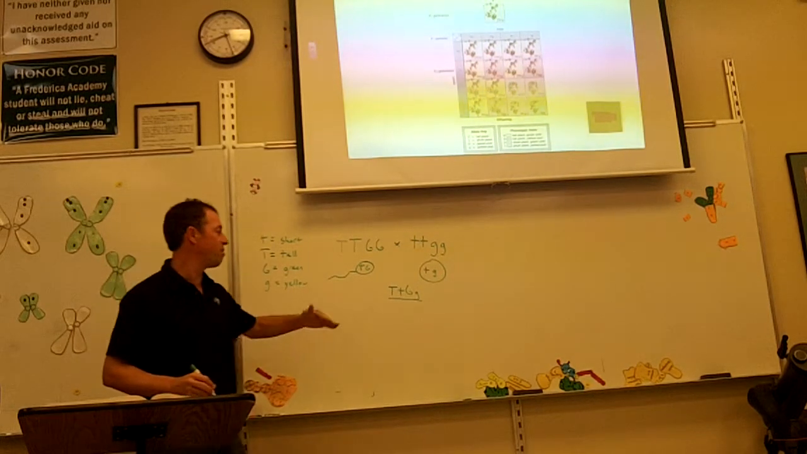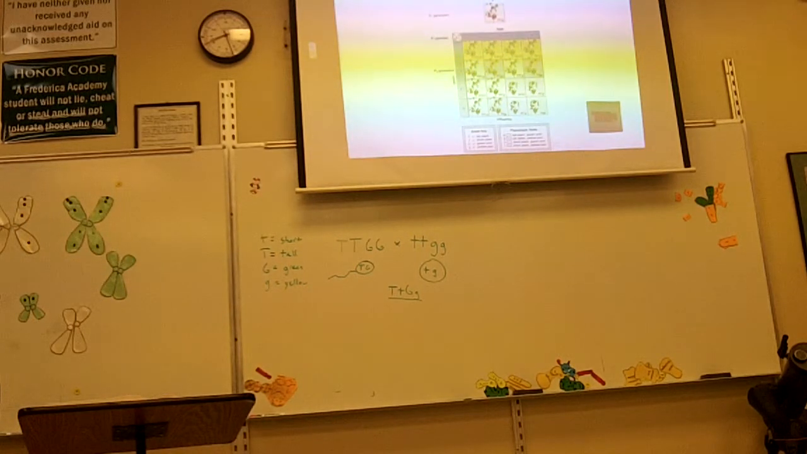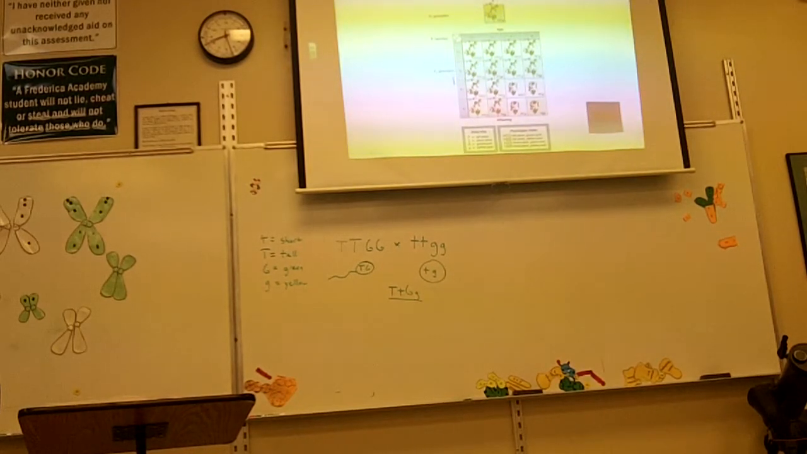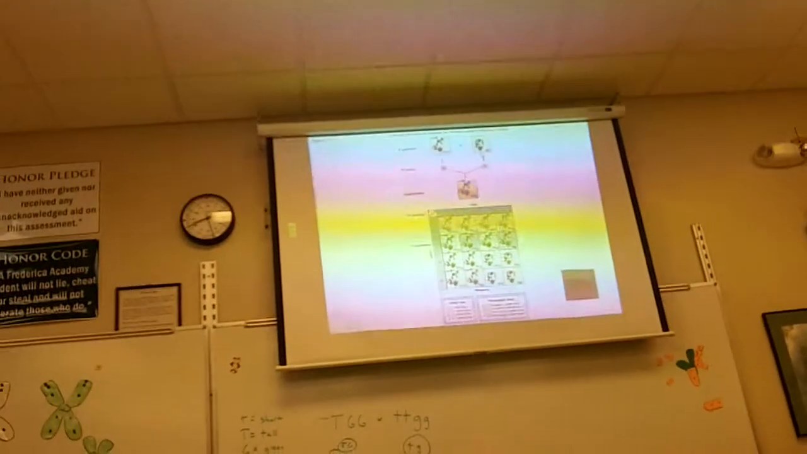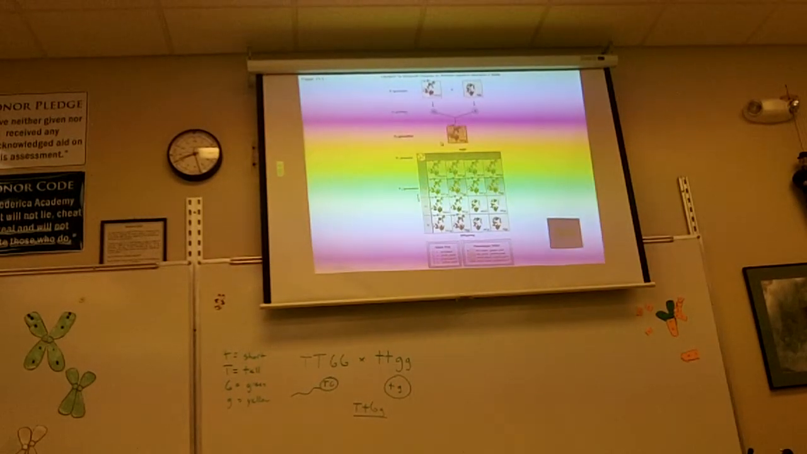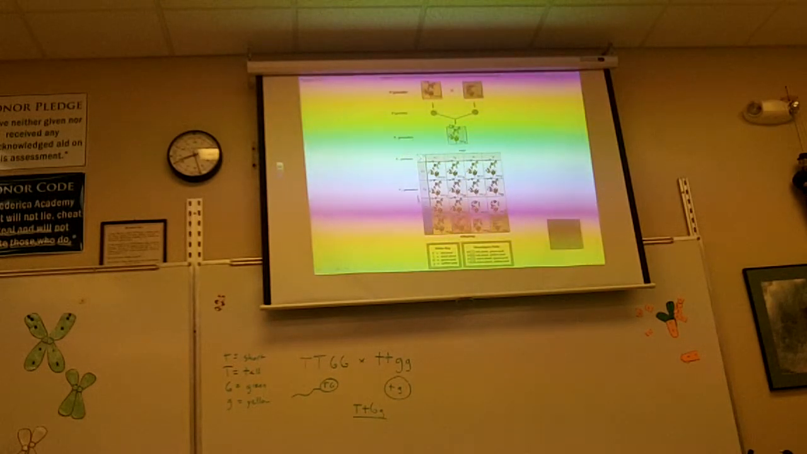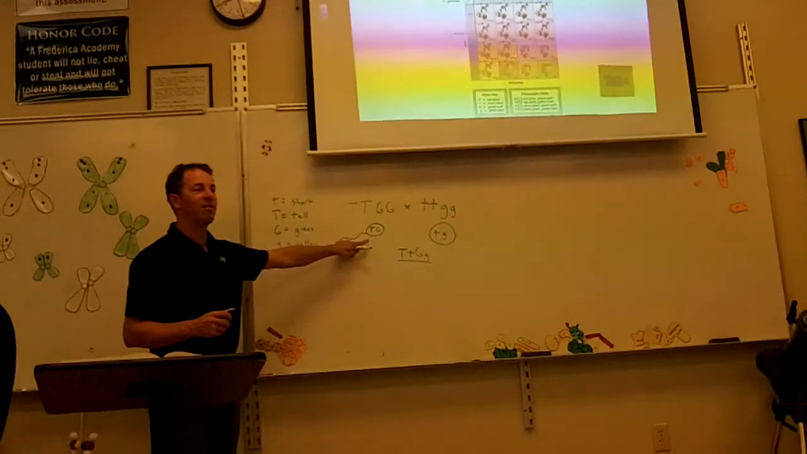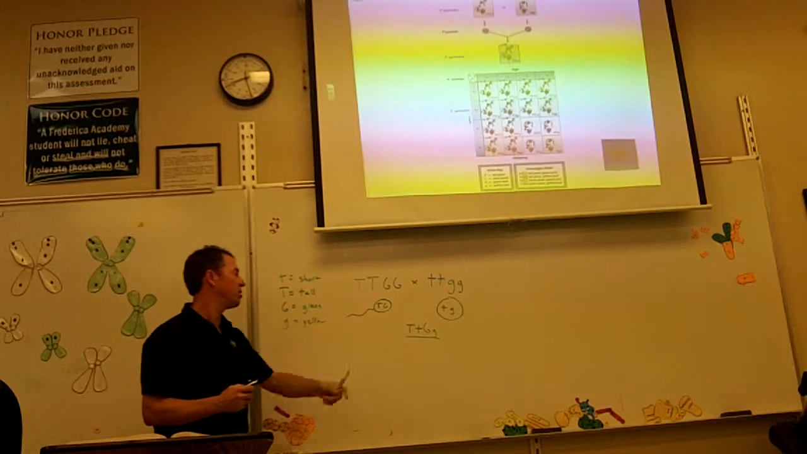All of the kids of this are going to be tall with green pods. And that's what they're showing at the top there. That's what they're showing, Ella, right there. So the only possible gamete for this one is big T, big G. And the only possible gamete for this one is little T, little G. And so there's what you get when those gametes combine. Now, I drew a sperm with a tail, but obviously, well, you might not know, plants don't have sperm with tails. But anyway, I'm just trying to show you that's a sperm.